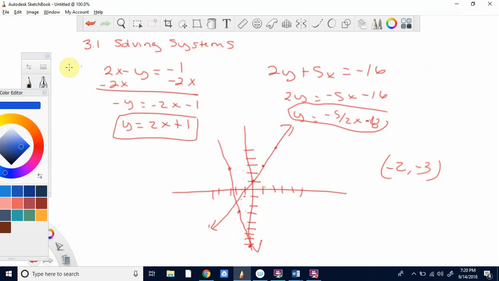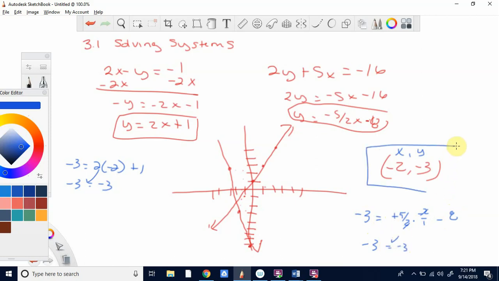And how we would verify that that answer is correct, we would put these into both the equations. So remember, this is x and this is y, so we just substitute: -3 equals 2 times -2 plus 1. Does -3 equal -3? Yes, it does. So that one works. Let's make sure this one works. So -3 equals -5/2 times -2 over 1 minus 8. So this cancels, this becomes a positive, and -3 equals -3, and that works. So this is a solution.